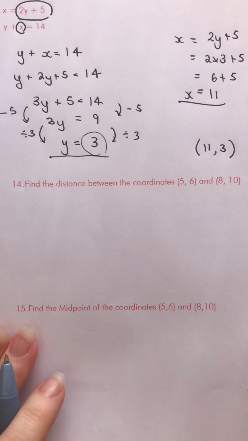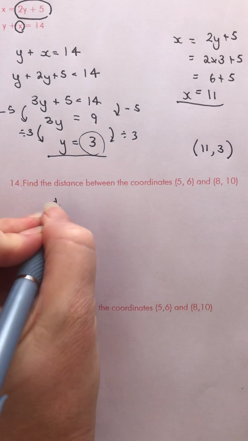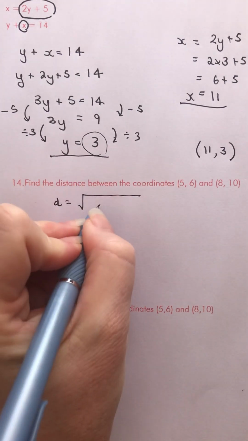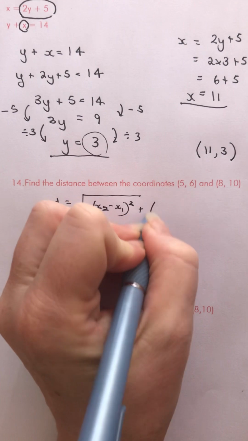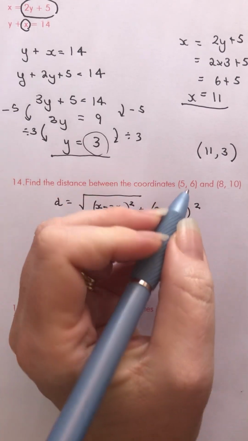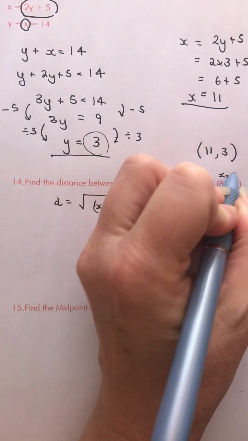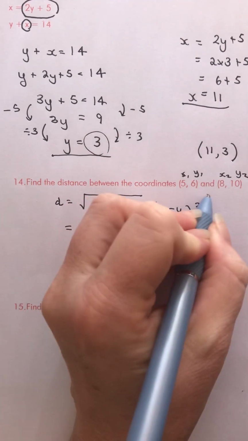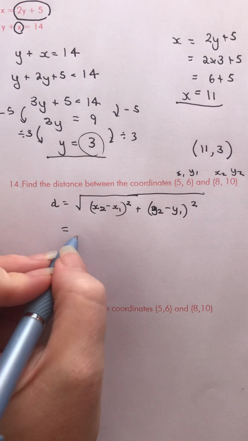The next two are distance and midpoint questions. Now for distance, we have d is equal to the square root of (x2 take x1) squared plus (y2 take y1) squared. Now when we label our coordinates, we've got x1, y1, x2, y2, and we're popping that into our rule. Usually you'll be given this rule in an exam.